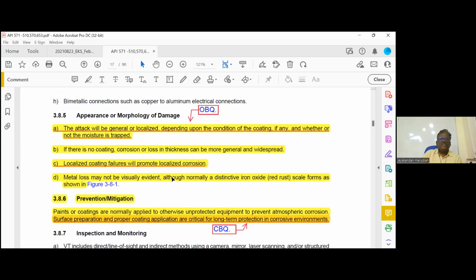The next page, appearance and morphology. Highlight the A. The attack will be general or localized depending upon the condition of the coating, if any, and whether or not the moisture is trapped. It can be general corrosion or local corrosion. Mark it as an open book.